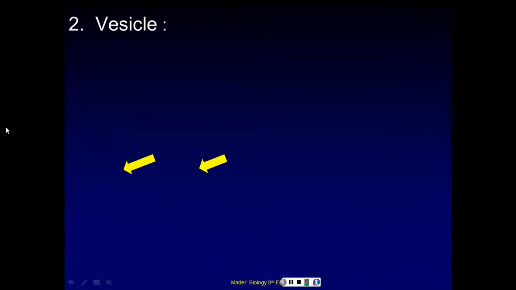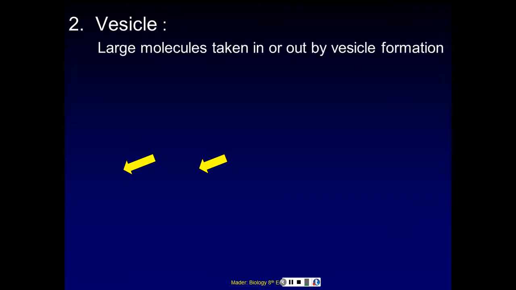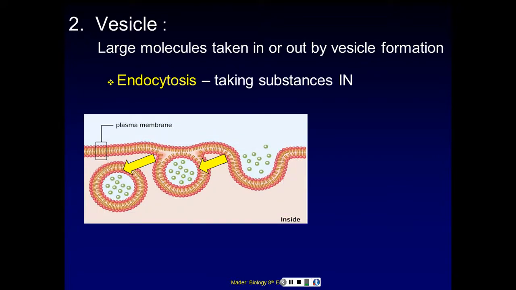Vesicle transport is also another way to bring large molecules into the cell or release them from the cell. This is when you have molecules that can't go through the membrane and they can't go through a protein, but they need to come in or out of the cell. And they do so by vesicle formation. Going into the cell is called endocytosis, and we actually saw this in the endomembrane system in Chapter 4. We saw molecules being brought into the cell by vesicle formation.